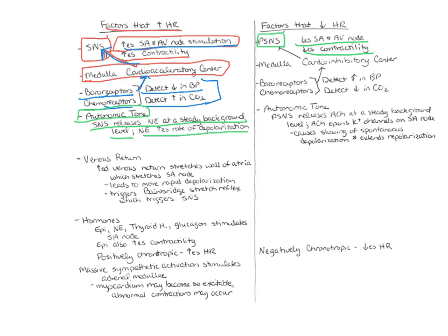In the medulla, there is a cardioinhibitory center. And when the cardioinhibitory center gets stimulated, that will stimulate the parasympathetic nervous system, and then your heart rate's going to go down.